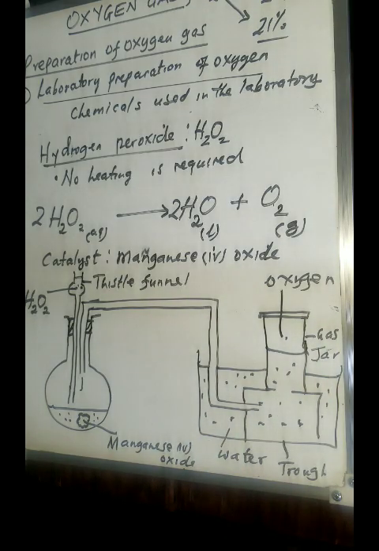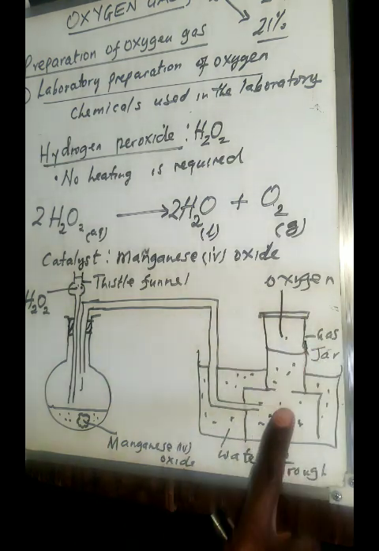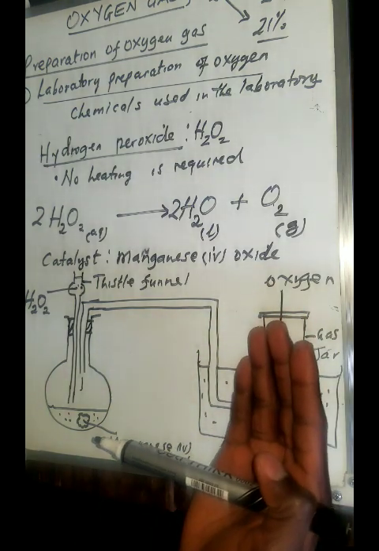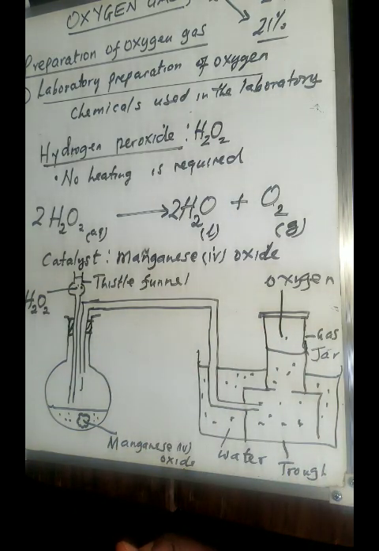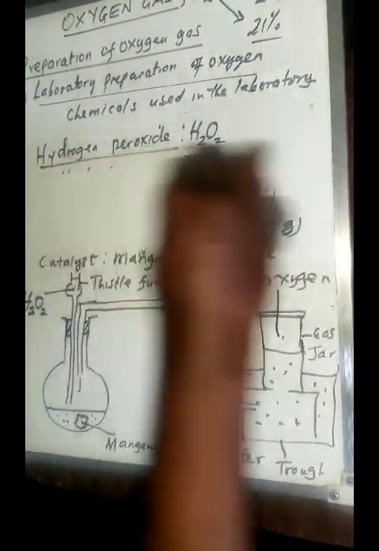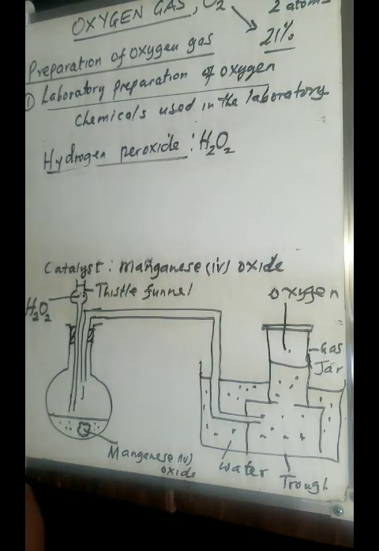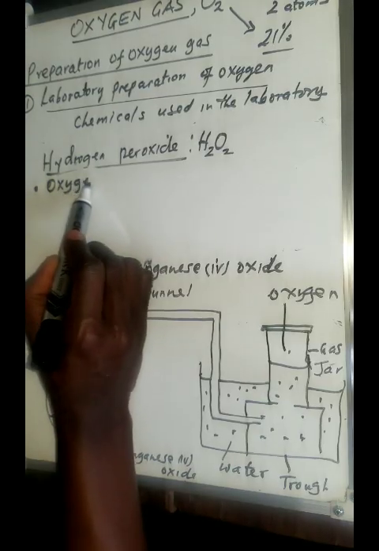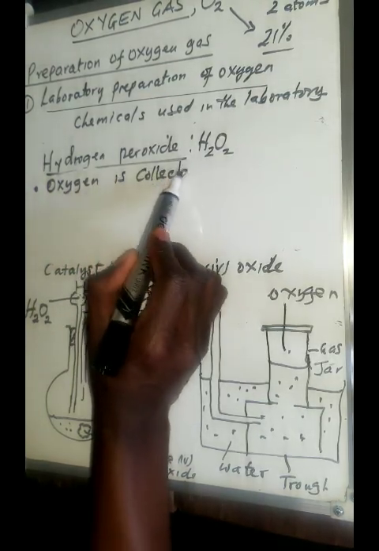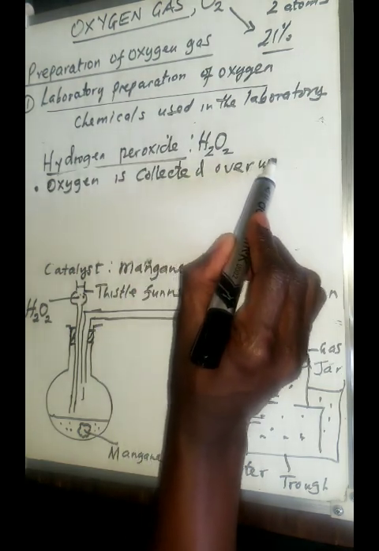So what is the method of collecting the gas that we are using? The method we are using is called downward displacement of water. Initially the whole of this jar will be filled with water, but as the gas is being collected, the water will be pushed downward, and the gas will be collected over water. So that is what you need to remember. A key concept during the preparation of oxygen is that oxygen is collected over water.